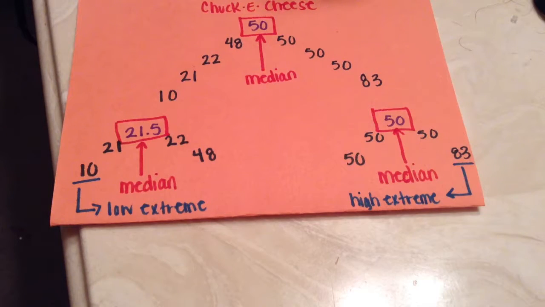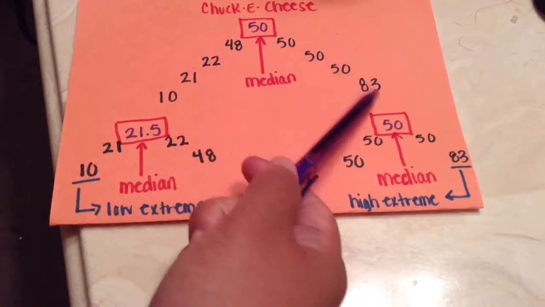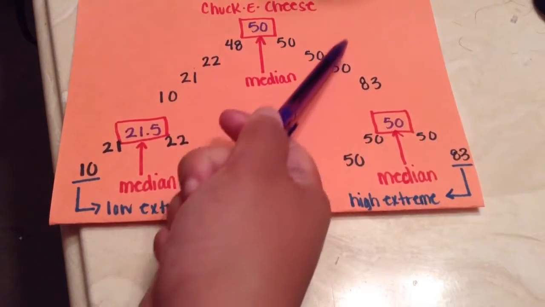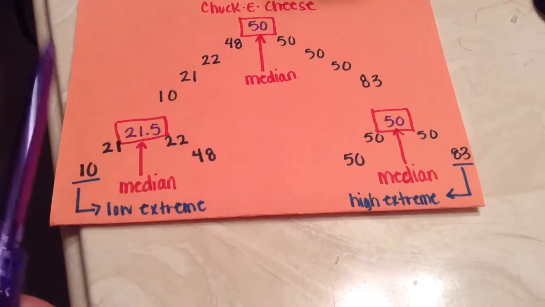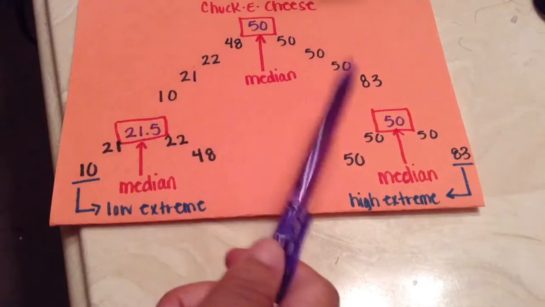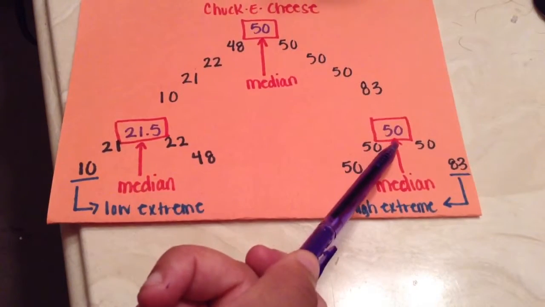And I did the same thing for this side. There are 4 numbers, so there is no exact number in between. And of course, if you find the average, it would be 50. The average of 50 and 50 is 50.